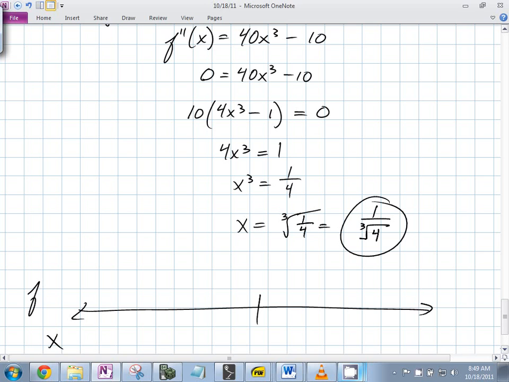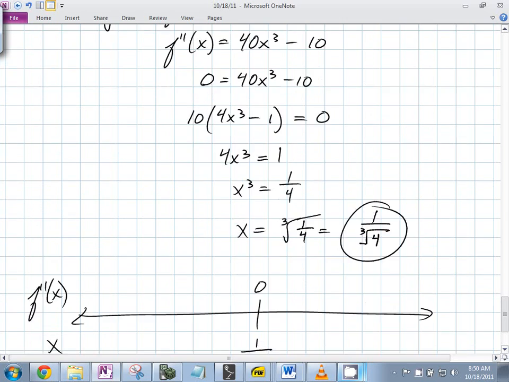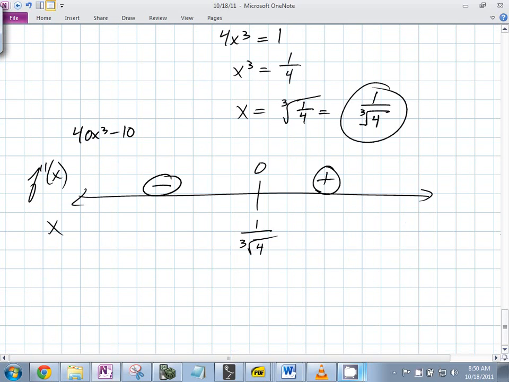x and f double prime of x. So we have this value, which is 1 over the cube root of 4, and we know the second derivative comes out to 0 there. And what was the second derivative? It was 40x cubed minus 10. If I plug in a negative number, that thing is going to be negative. If I plug in a positive number, that thing is going to be positive. So this thing is concave down all the way to an x value of 1 over the cube root of 4, which is less than 1, but also greater than a half, just so you can estimate it in your head. And we know it's going to be concave up the rest of the way. Does this make sense, everybody? So at this point, what should we do?